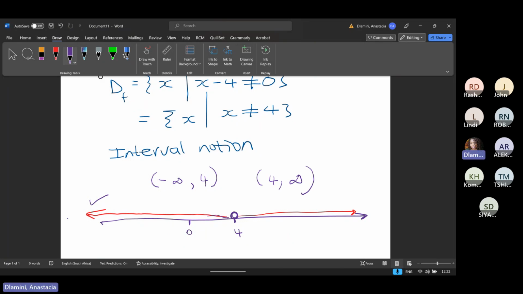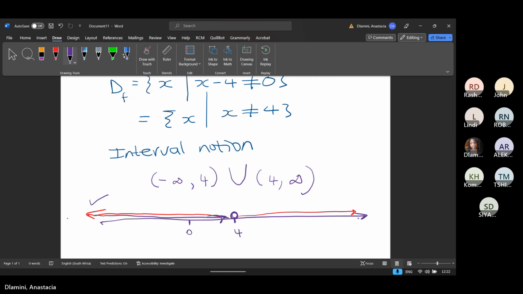So now using English, you're saying that my function is defined from negative infinity up to 4, or from 4 up to positive infinity. Does that make sense, guys? Yes. You see the interval notation, how we got it? Yes. Okay.